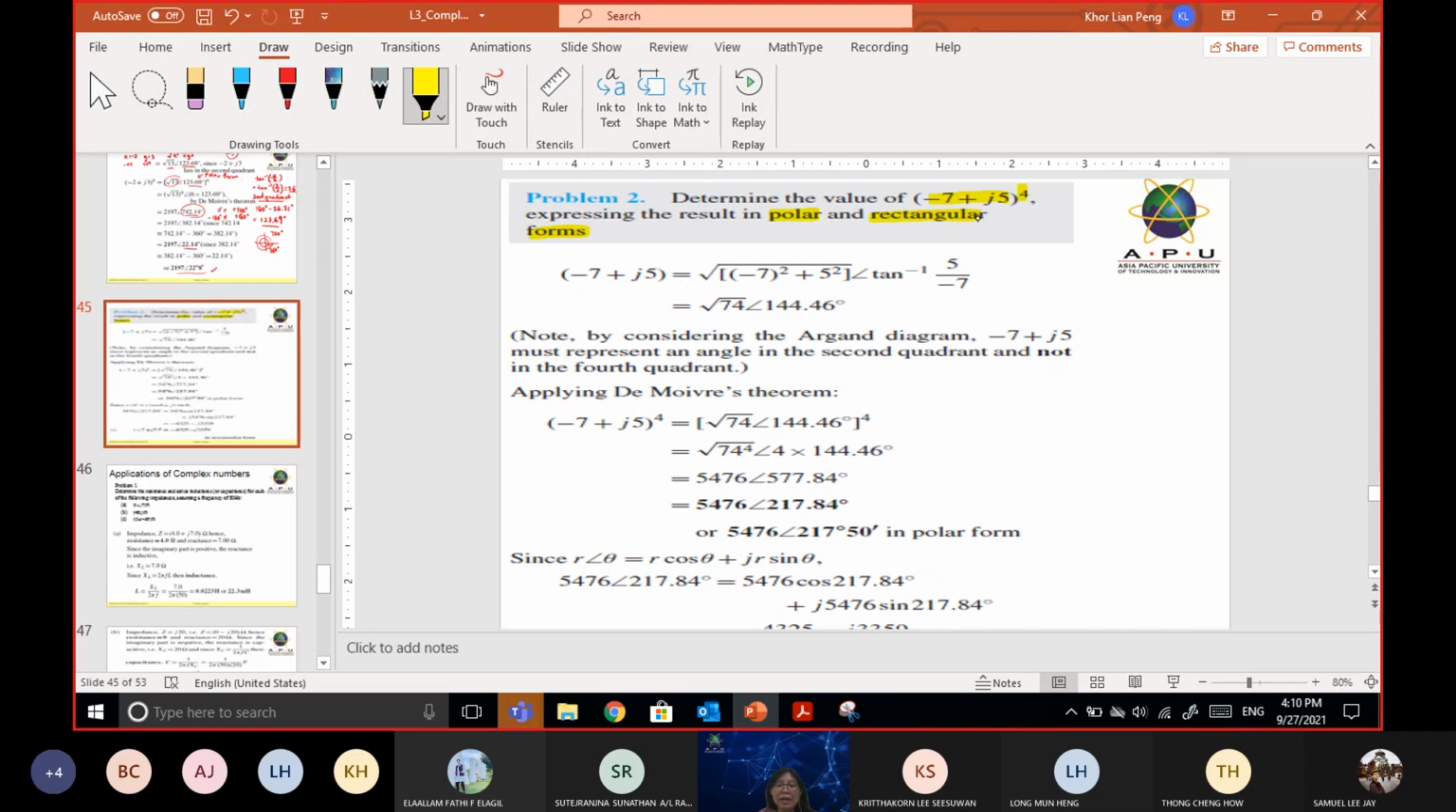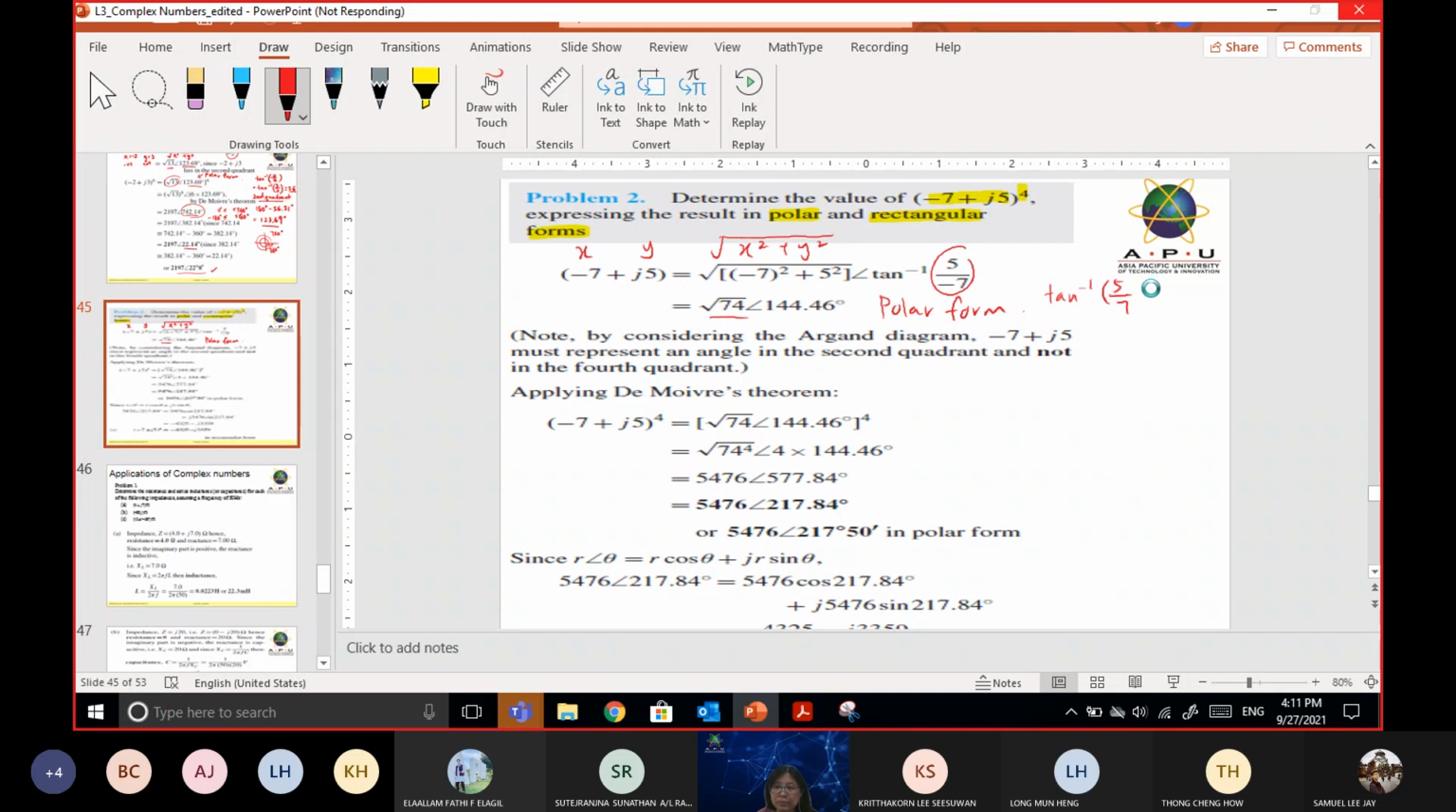Remember, since this is power of 4, if we want to use De Moivre's theorem to evaluate it, then we have to write it into polar form. You need to convert it into polar form. So your x is -7, y is 5. So calculating the square root of x squared plus y squared, you square the -7, you square the 5, you add it up, so you get square root of 74. And then come to the angle. As I say, I don't put in the negative sign. So let's say I calculate arctangent 5/7.